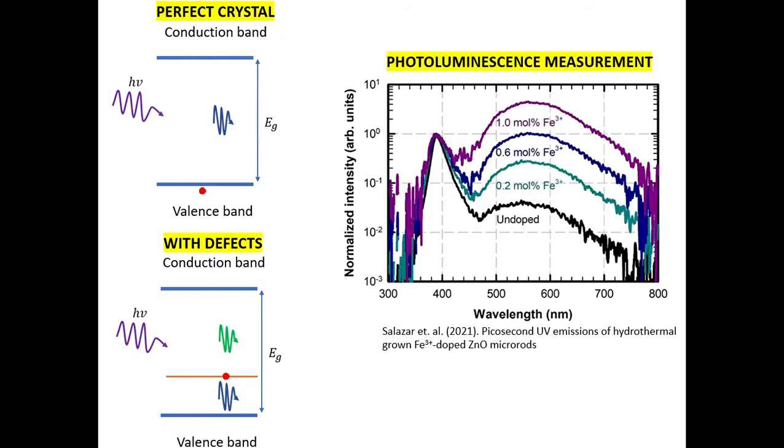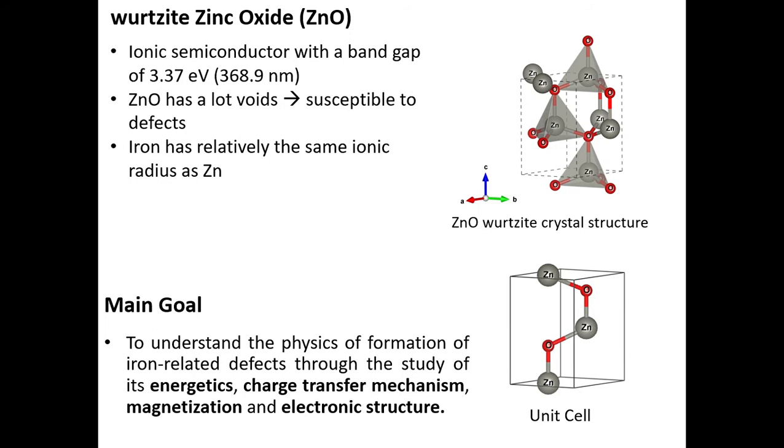For instance, an electron is excited to the conduction band in the presence of an external source. It will relax and go back to its ground state, thereby producing a light whose energy is equal to the band gap. With defects, there will be a defect level, and the electrons can relax to the valence band, or it could relax into the defect level, producing a different wavelength of light, which can be observed using photoluminescence measurements.